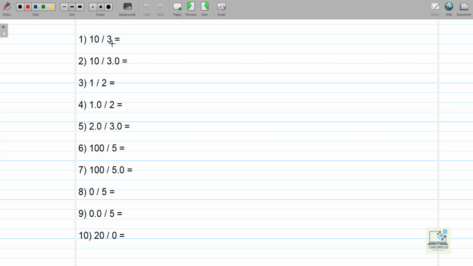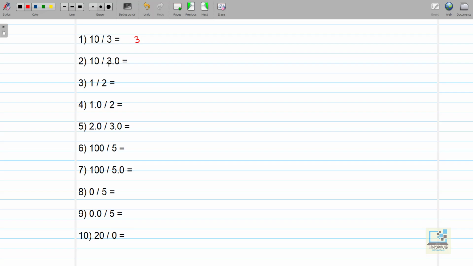Now if you do in mathematics, 10 by 3 will give you 3.333, right? But in Java programming, 10 by 3 will not give you 3.33, it will give you 3. There is a concept in Java programming, that is, when both sides the operands are whole numbers, means integers, the result will be in integer form only. Understood? So if both sides we have integers, like you see 10 is an integer, 3 is also an integer, so the result will be 3 only, that is a whole number.